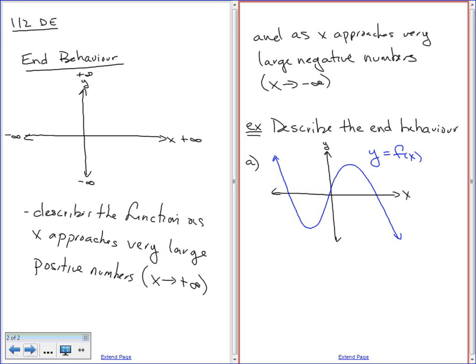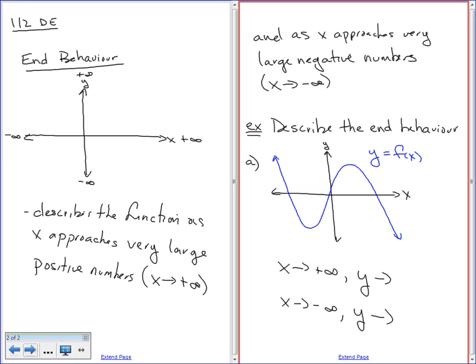So when I'm asking for the end behavior of a function, what I'm asking for is as x approaches very large positive numbers, so as x approaches positive infinity, right? Where's my function heading towards? So remember that I can either call my function y or f of x. They're interchangeable. So where is y heading? And then once I do the right side, then I look over the other side, because there's always going to be two sides, the positive side and the negative side. As x approaches negative infinity, where is y approaching?